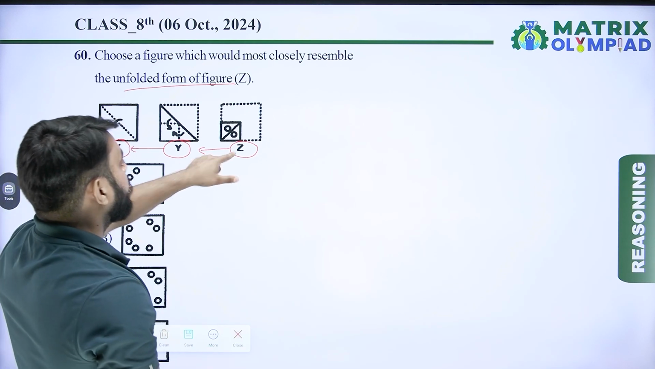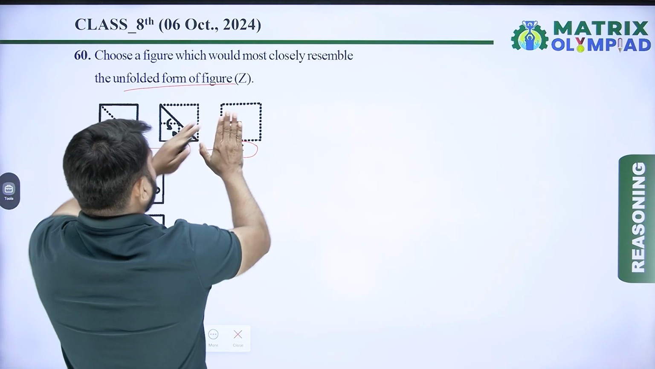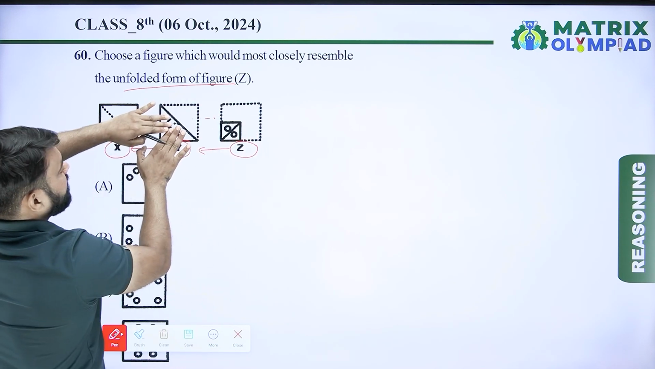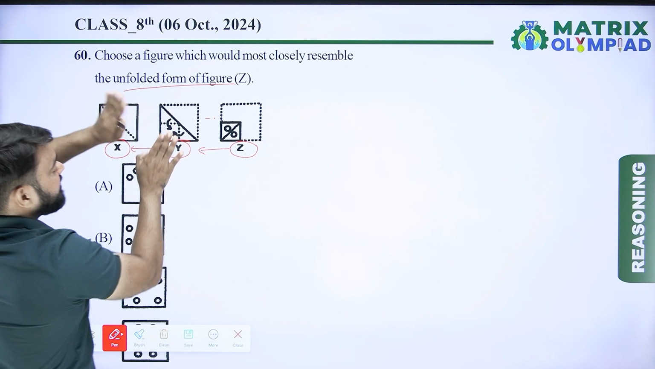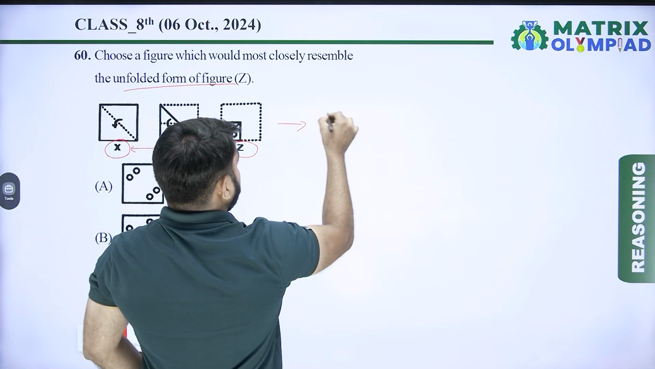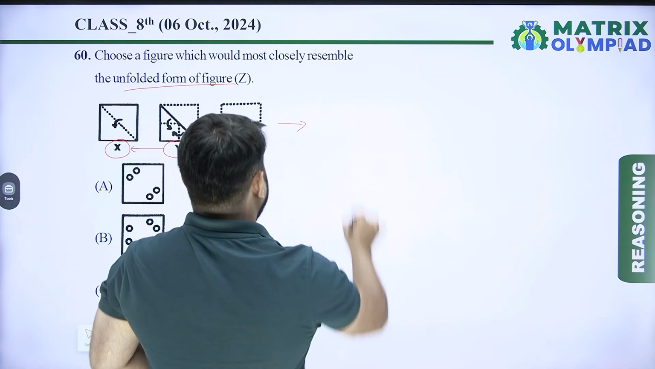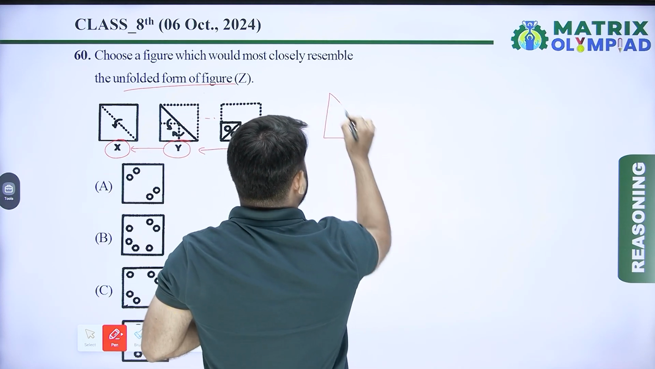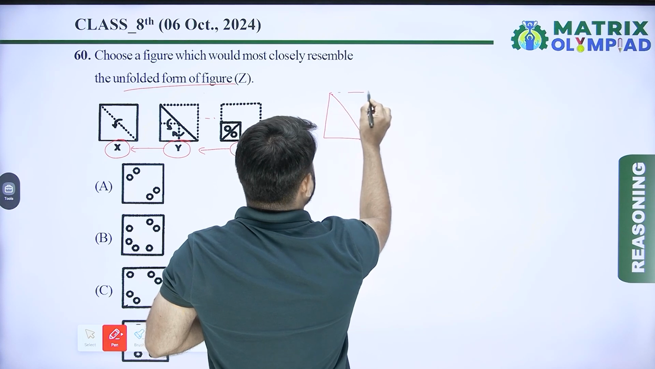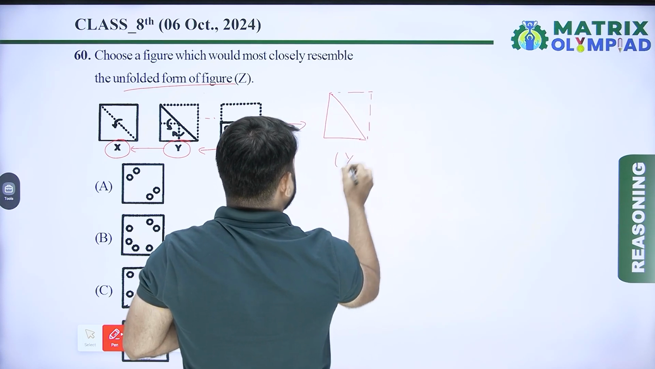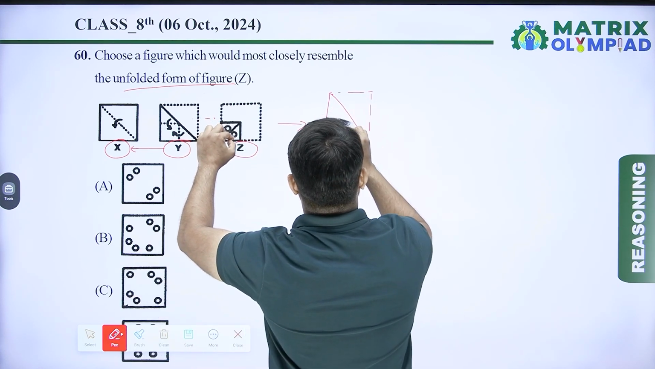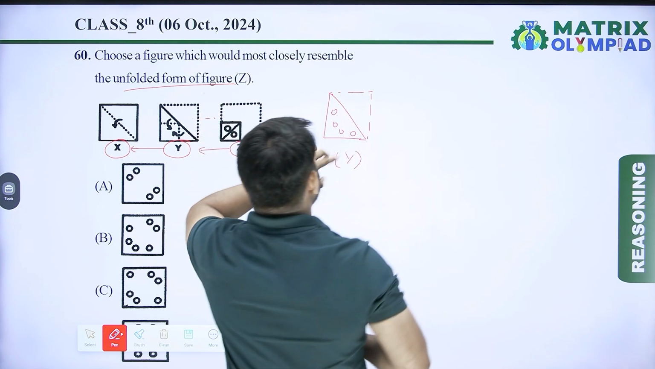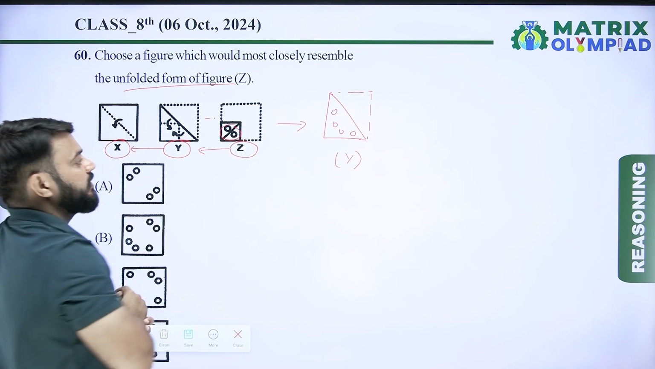So first unfold the Z. Unfold the Z in this direction because figure Y has been folded in this direction. So unfold the Z, then we get Y. So when we unfold the Z, we get figure Y, and find the mirror image in this case. So this is the mirror image of this part.